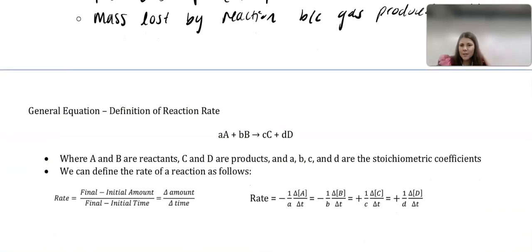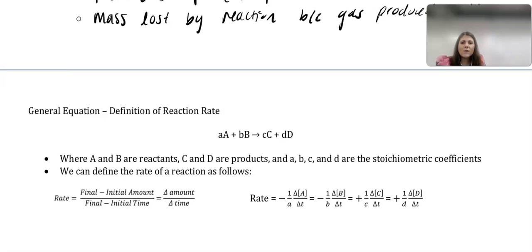All right, moving on. So general equation, just coming back to reaction rates. If we look at this general expression, the capital A, B, C, and D all represent chemical species. So my capital A and B are reactants, my capital C and D are products. Then the lowercase a, b, c, and d are just going to be our stoichiometric coefficients.